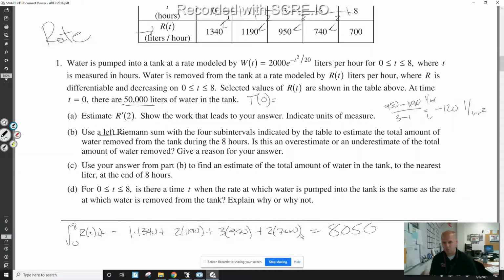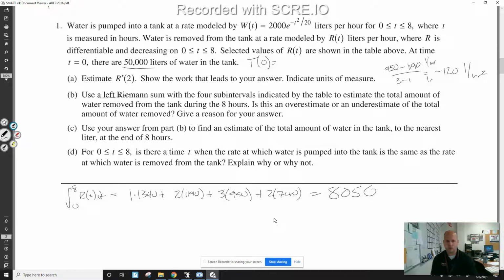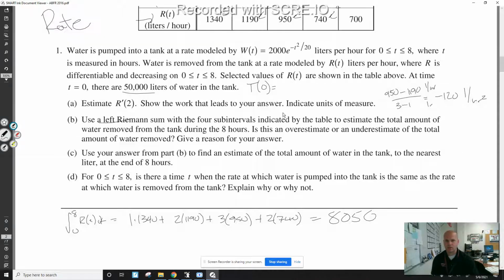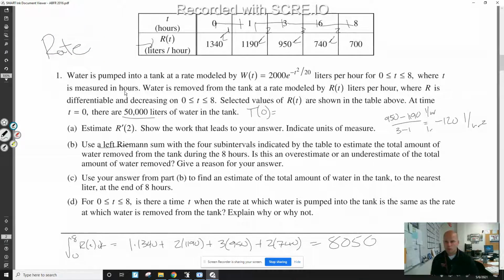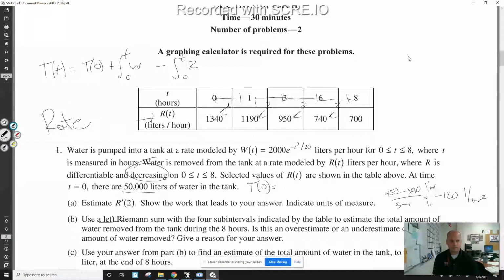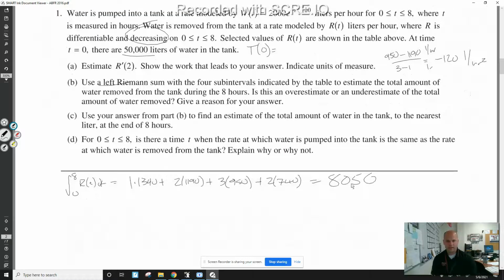Okay, so that's an approximation of the total amount removed. Is it an over or underestimate of the total? R is decreasing. It's just like the last problem. Decreasing functions using a left Riemann sum overestimate. It's an overestimate because R of t is decreasing.